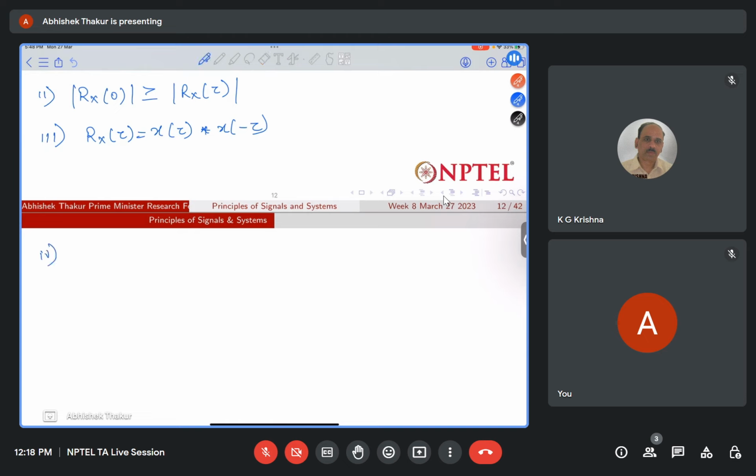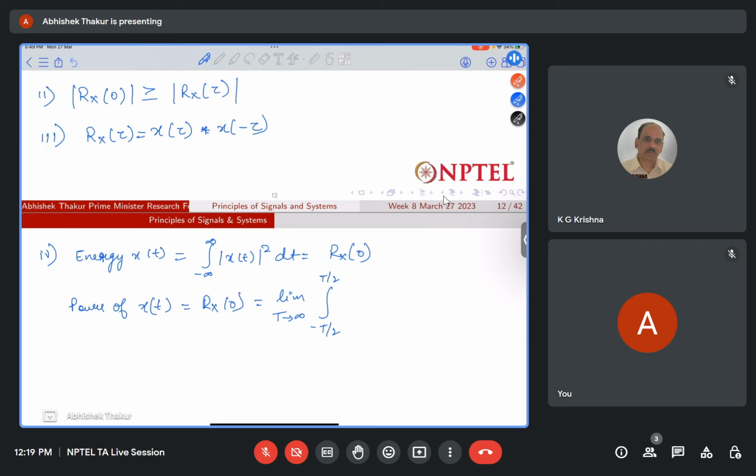If x(t) is an energy signal, then the energy of x(t) can be found using the autocorrelation function, given as the integral from minus infinity to infinity of |x(t)|^2 dt. So this is the autocorrelation at the value of 0. And for a power signal, let's suppose x(t) is a power signal, then the power of x(t) is also Rx(0), which is equal to the limit T tends to infinity of 1/T times the integral from -T/2 to T/2 of |x(t)|^2 dt.